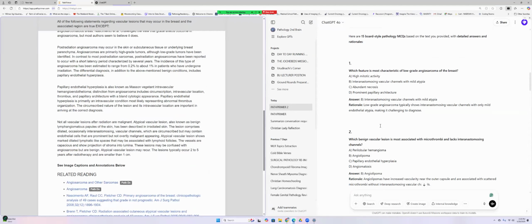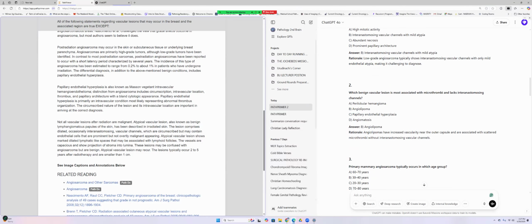Which feature is most characteristic of low-grade angiosarcoma of the breast? B. Yes, interanastomosing vascular channels with mild atypia is the most characteristic feature. High mitotic activity and abundant necrosis are more in high-grade angiosarcoma. Low-grade angiosarcoma typically shows interanastomosing vascular channels with only mild endothelial atypia, making it challenging to diagnose. So if the vascular channels are anastomosing, it resembles low-grade angiosarcoma.